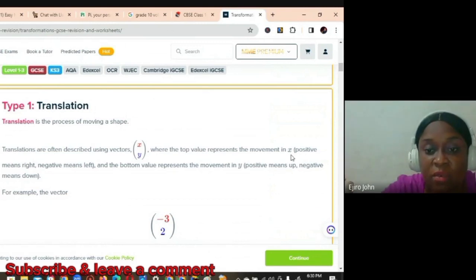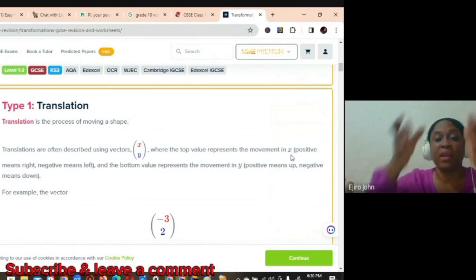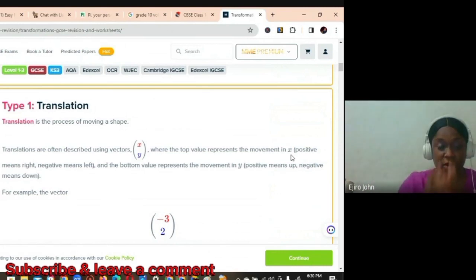While the bottom value represents movement in the y-axis. Y-axis is the vertical, if you're looking at your graph. So if you're going upwards, you're moving positive. If you're going downwards, you're moving negative.